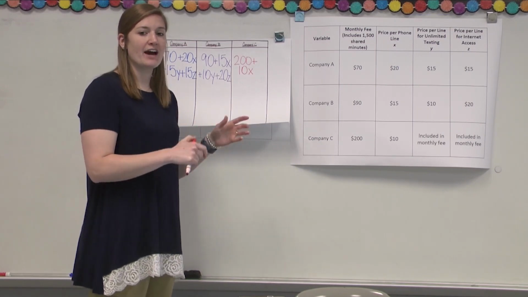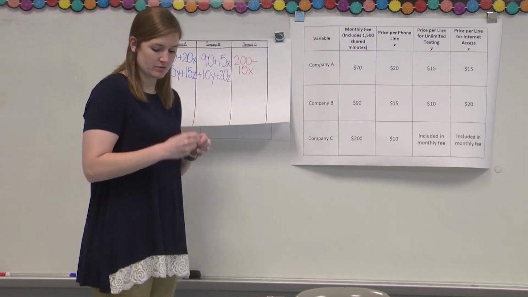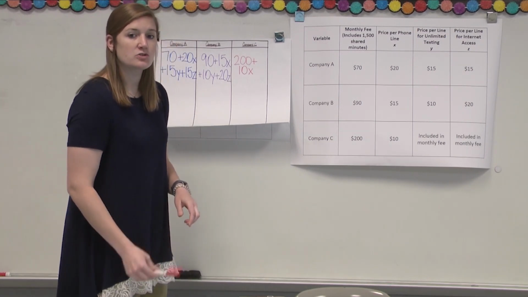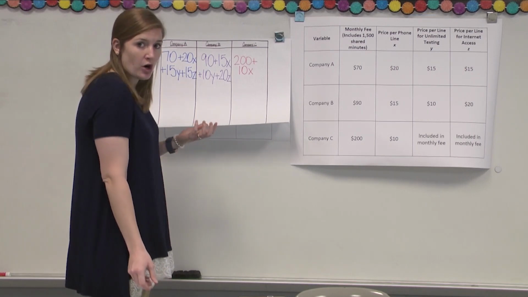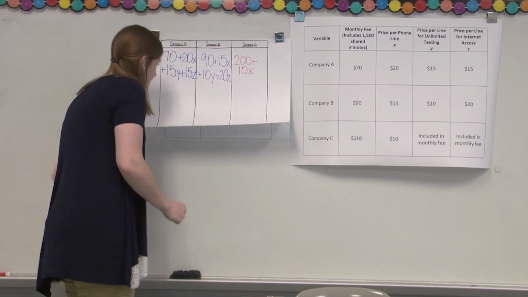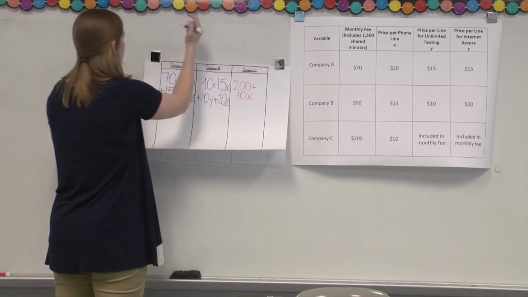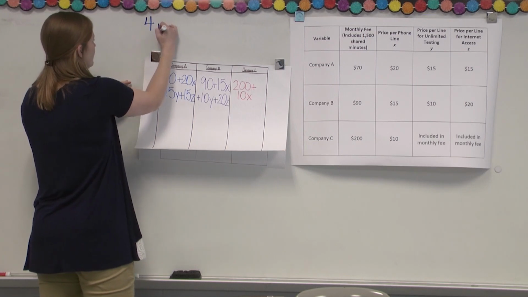Okay, so now that we have all of our expressions, we're going to use them in order to analyze the different scenarios. So let's see which plan is best for our certain scenario. Let me jot this down for you. We're going to have 4 people who want phone lines. So 4 phone lines.